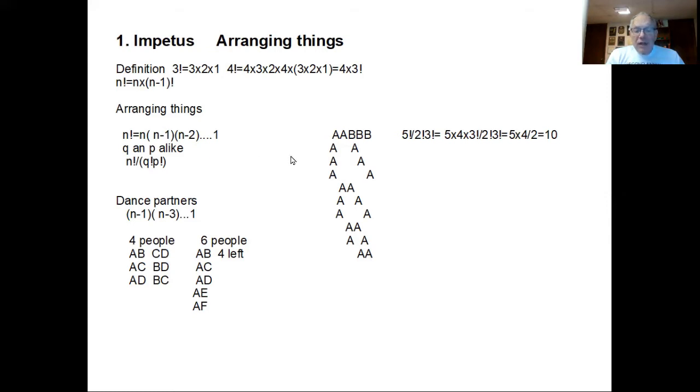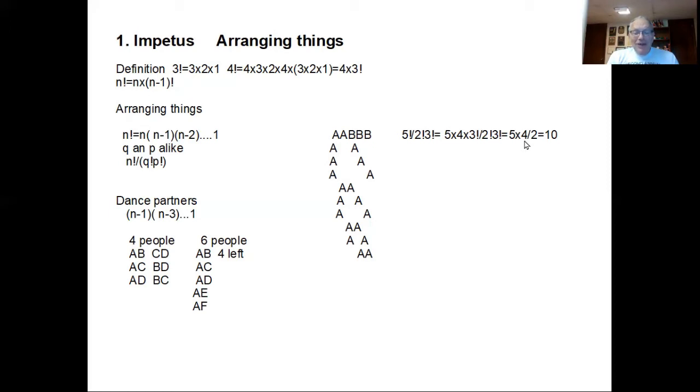This can be illustrated by the following. We have 2 A's and 3 B's. The way we could arrange all those, if they were different, would be 120 ways. Since 2 A's are alike, we'd have to divide by 2 factorial. And since 3 B's are alike, we'd have to divide by another 3 factorial. And so we do the arithmetic, and we find that we get 10 different arrangements.